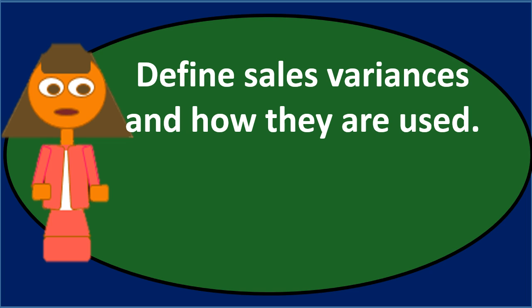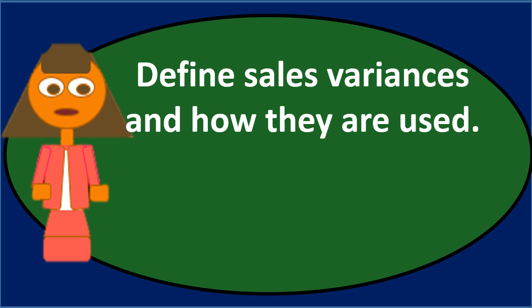And if we write too much, we're usually not penalized for writing too much as long as we hit on those key components. And if we're talking about a discussion question, we're usually getting points to add to the conversation. We're usually looking for areas where we can add to a conversation. So let's read through this one more time. Define sales variances and how they are used.